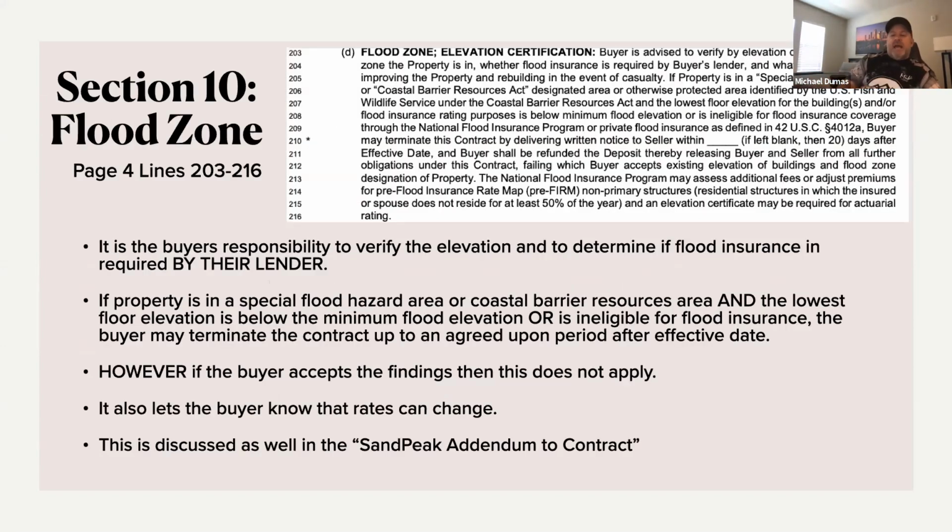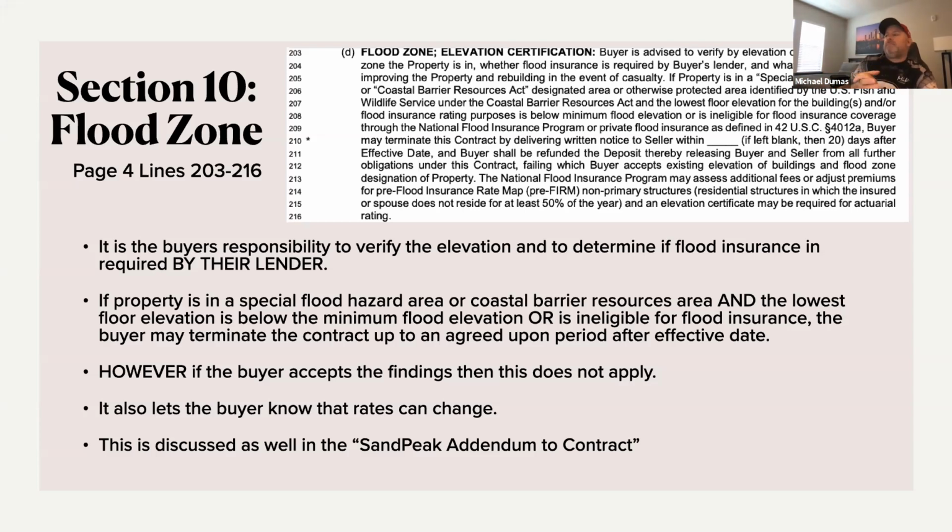Flood zone. Now, this is, again, another tricky issue. This is one of those where we're probably doing this wrong, and we need to make sure that we're following the contract correctly. First of all, it's the buyer's responsibility to verify the elevation and determine if flood insurance is required by their lender. I always like to ask on a property that's in a flood zone, does the seller have an elevation certificate? If they say yes, they have a duty to provide that to you. That's part of the survey. That goes to that whole survey thing where they have 5 days to get it to you. Same kind of thing. Elevation certificate falls under that category.